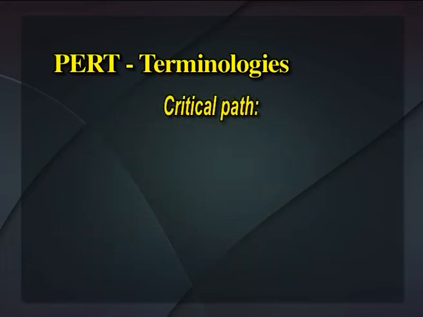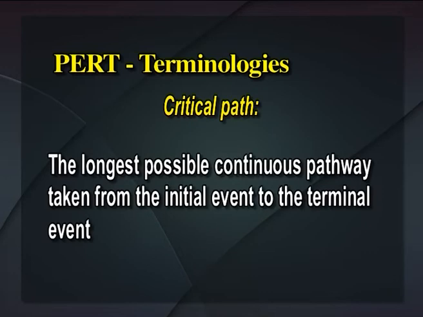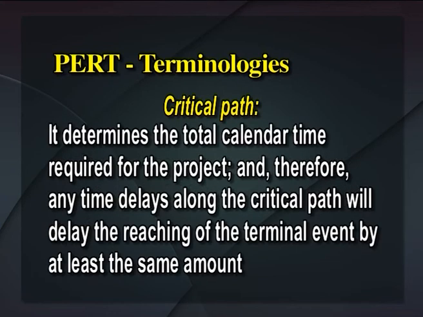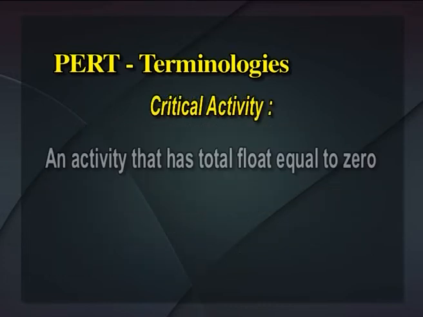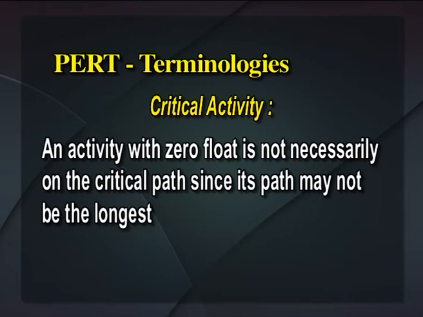Next is the critical path. The longest possible continuous pathway taken from the initial event to the terminal event. It determines the total calendar time required for the project, and therefore any time delays along the critical path will delay the reaching of the terminal event by at least the same amount. Next is critical activity. An activity that has total float equal to 0. An activity with zero float is not necessarily on the critical path, since its path may not be the longest.